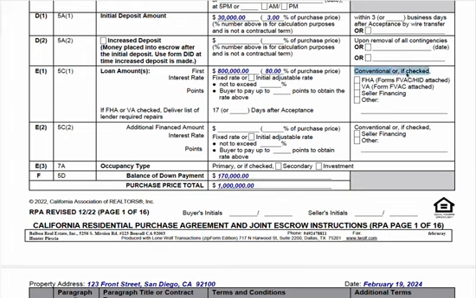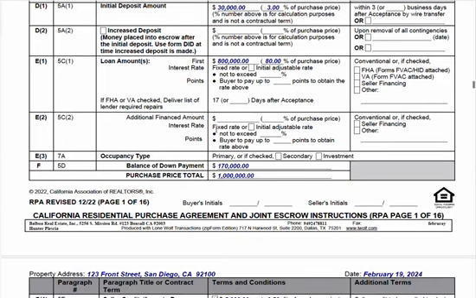Now, it's conventional by default. If it's not, if it's FHA or VA or something, you check these boxes. But that's how I'd write it up. Additional finance amount, maybe a secondary mortgage or something like that, you can put it down here. And if not, you'd leave it alone. Occupancy, by default, says owner occupied. And then they have the secondary or investment.